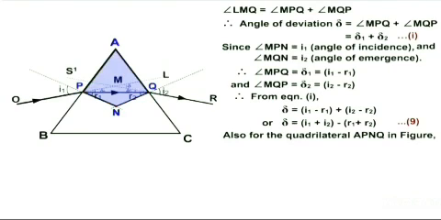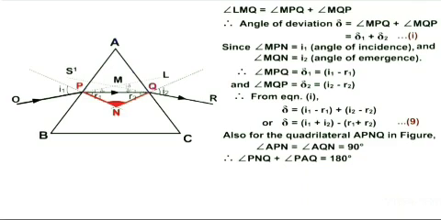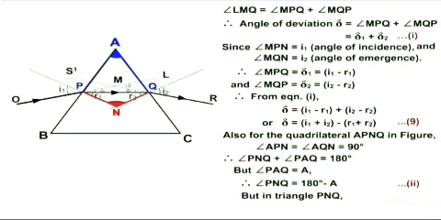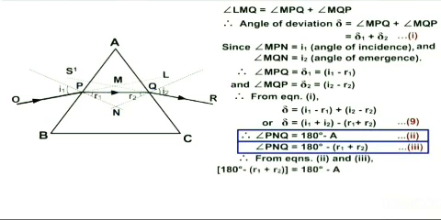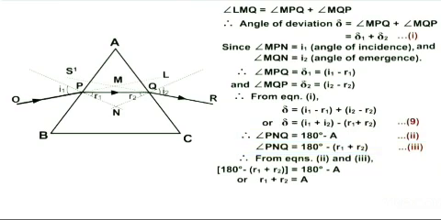Also for the quadrilateral APNQ in the figure, angle APN is equal to angle AQN is equal to 90 degrees. Therefore, angle PNQ plus angle PAQ is equal to 180 degrees. But angle PAQ is equal to A. Therefore, angle PNQ is equal to 180 degrees minus A. Let this be equation 2. But in triangle PNQ, angle PNQ is equal to 180 degrees minus (R1 plus R2). Let this be equation 3. Therefore, from equations 2 and 3, 180 degrees minus (R1 plus R2) is equal to 180 degrees minus A, or R1 plus R2 is equal to A. Let this be equation 10.